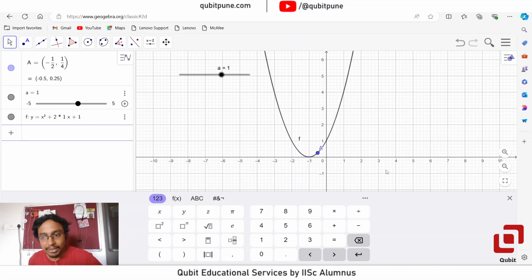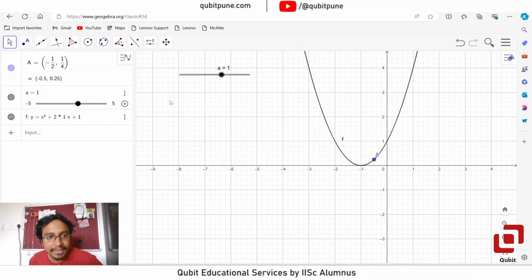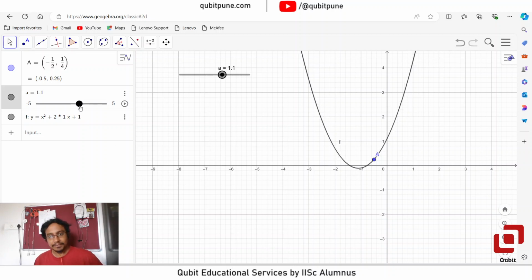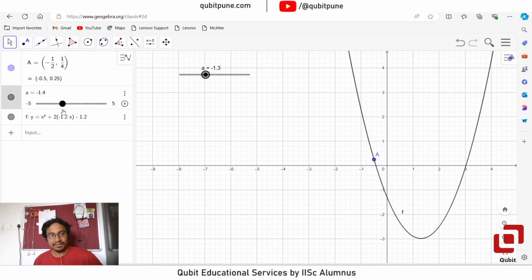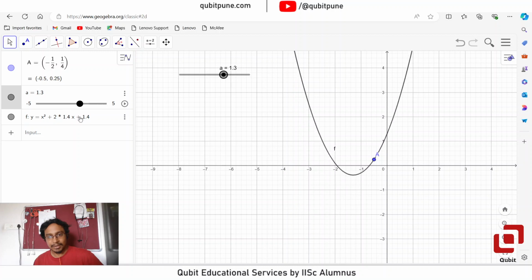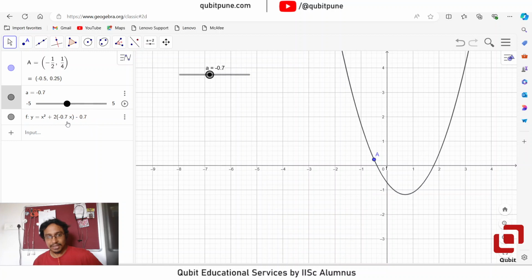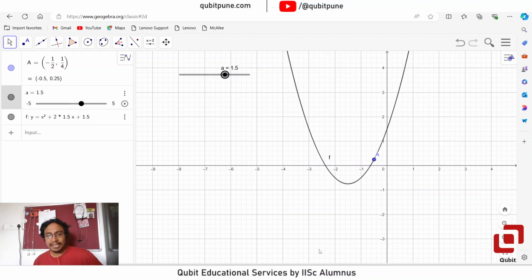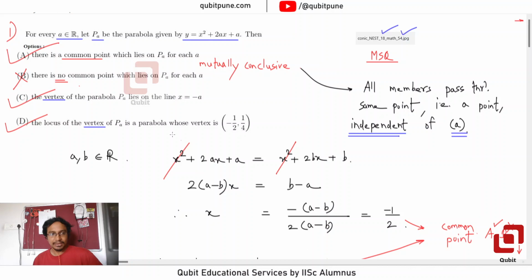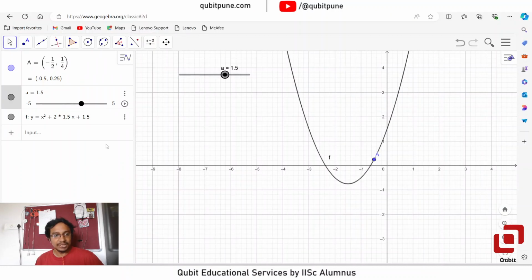Now we will let a change, and we'll see whether the parabola passes through that point. What do you see? You see that we are changing the value of a, but the parabola happens to always pass through the point. So that result is right. Similarly, we can build on that for the vertex. We just need to plot x equal to minus a and see whether the junction is there.